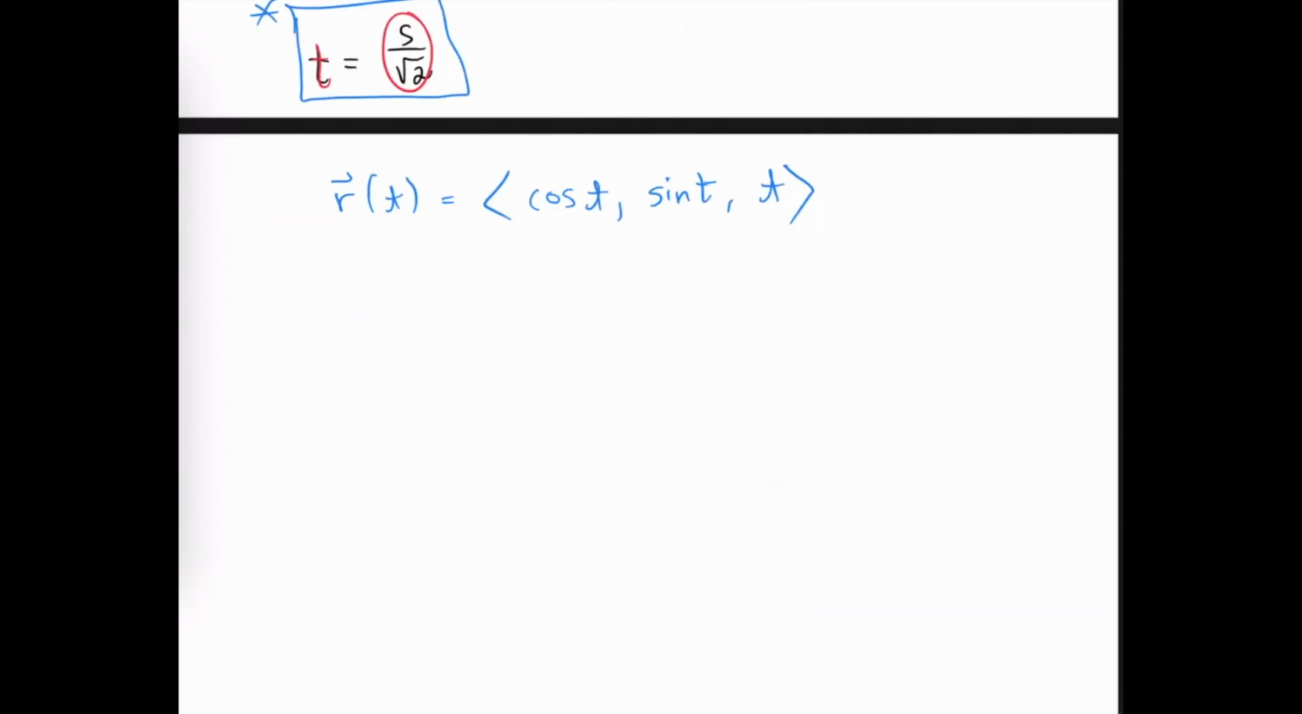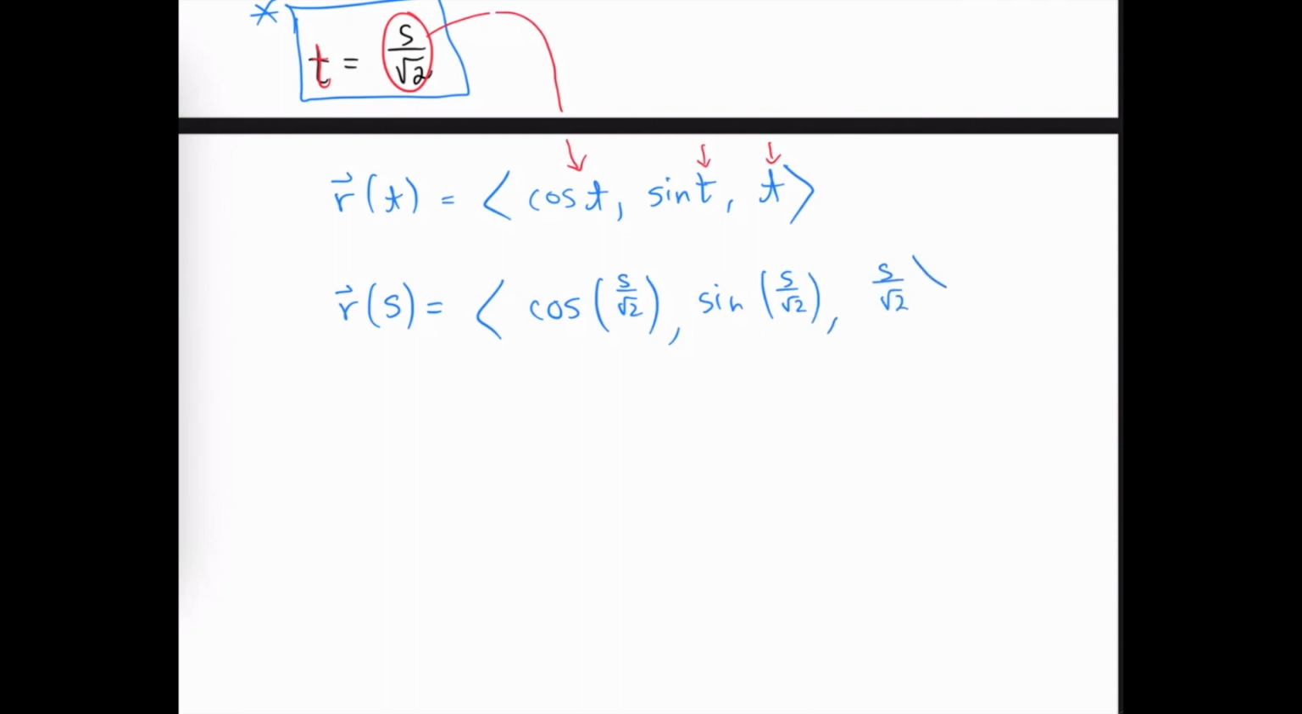As a reminder, our original vector function was <cos t, sine t, t>. Now we'll take s over root 2 and pop it in for each one of these t values, so that our vector function no longer depends on t, time, but it now will depend on s, arc length. So we'll end up with the cosine of s over root 2, the sine of s over root 2, and then s over root 2 gets subbed in for that final t. And here we have the vector function that has been reparameterized in terms of the arc length.